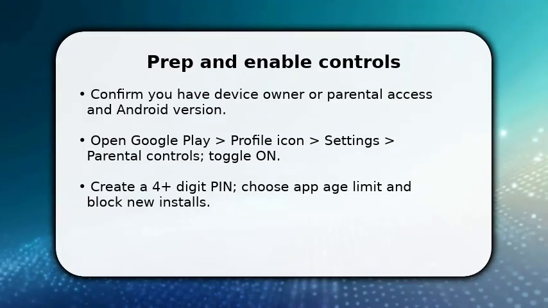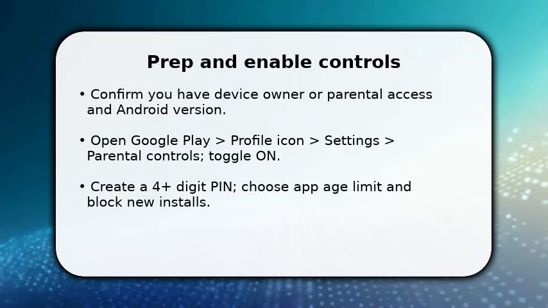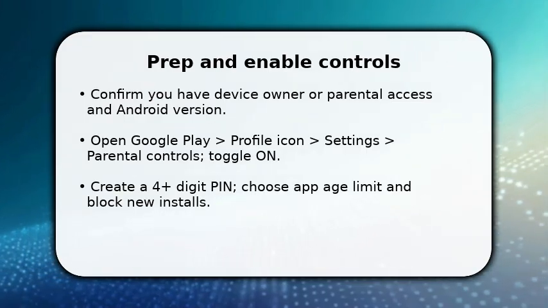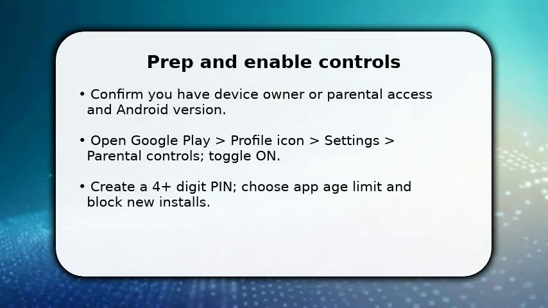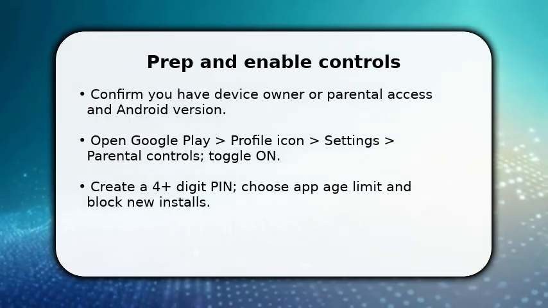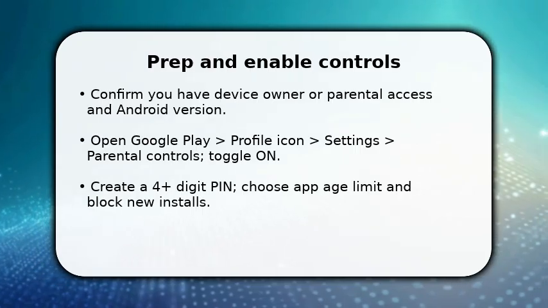You start by making sure you have the right access: device owner, parent account, or admin. Once done, open Google Play, tap your profile, go to Settings and choose Parental Controls. Turn parental controls on and create a secure PIN.